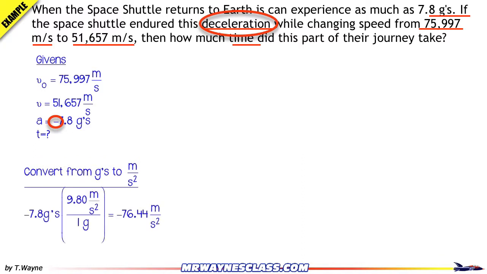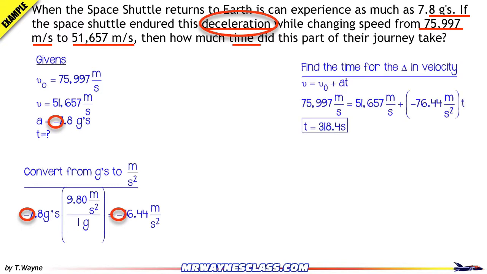So I'll make a little statement about what I'm doing, converting from Gs to meters per second squared. And I'll say negative 7.8 Gs. Using dimensional analysis, I just multiply, or basically replace the letter G with 9.8. So multiplying by 9.8 meters per second squared, and that gives me negative 76.44 meters per second squared. Notice the negative signs are still there. They didn't go away. Now it looks like I have what I need.